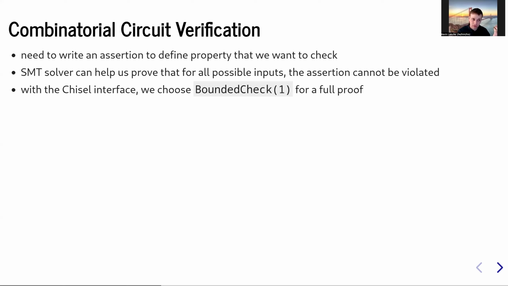So that's pretty powerful. And with the Chisel interface, if we just have a combinatorial circuit with no state elements, we can just do a bounded check of 1, and that will guarantee that there's no possible way that this property could ever be violated when your circuit executes. And this is mostly due to the fact that because we don't have any state, every cycle is like every other, so it's enough to just check for 1 cycle. And this is what the 1 means in the bounded check.